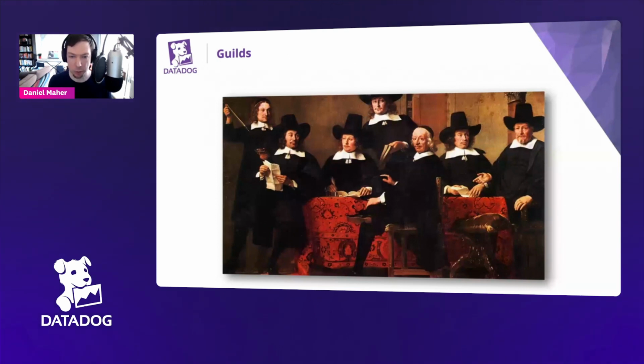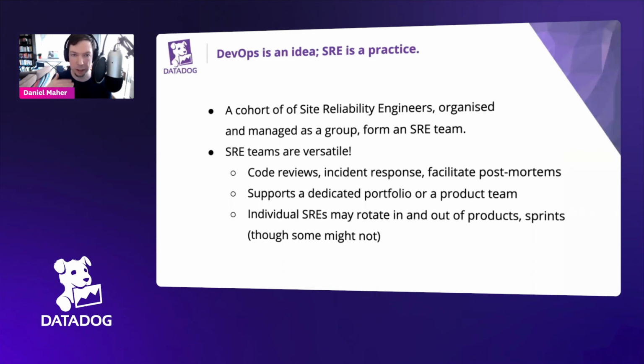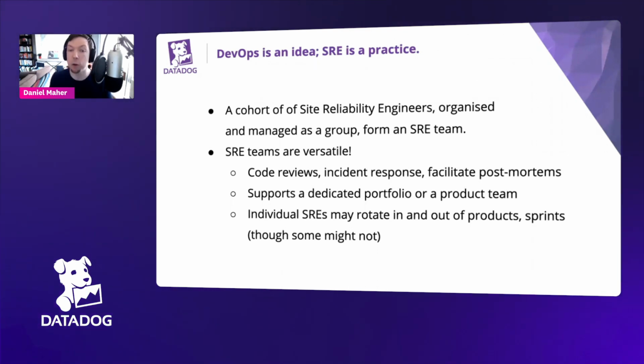We talked about squads, talked about guilds, talked about organizing things. So let's really hammer that home, right? We talk about DevOps, the idea, SRE is the practice, the implementation. And we talk about a cohort of site reliability engineers, right? If we put them together, they're a group, that's a team.